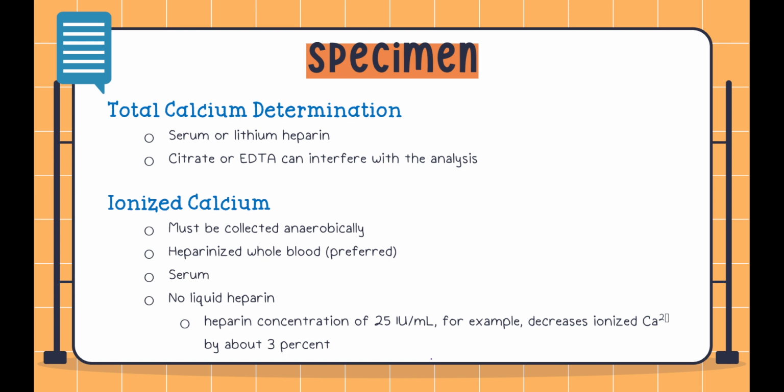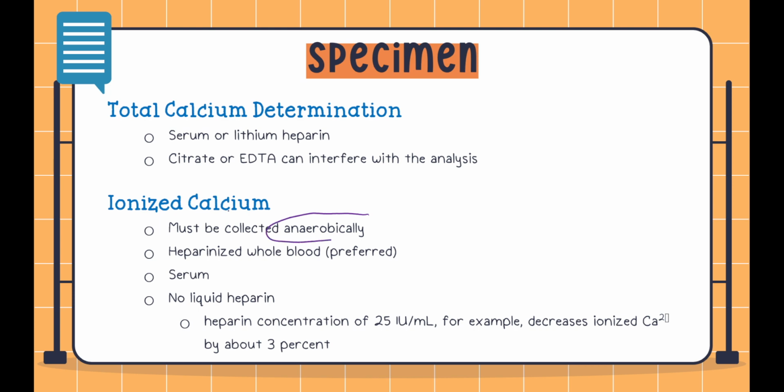Remember the action of citrate and EDTA. These anticoagulants work by chelation, or binding, of your calcium, and thus they are unacceptable for use since what we are trying to determine here is the level of your calcium, and they will affect your calcium determination. For ionized calcium, it must be collected anaerobically.